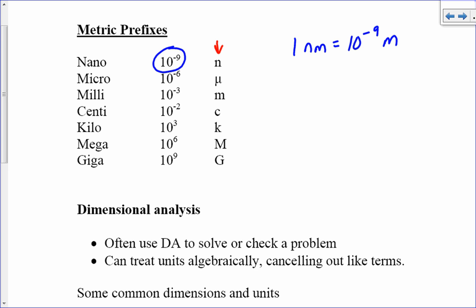All right? Micro, milli, centi, and then we go from smaller measurements to larger measurements. So kilo. For example, kilo is 10 to the third. So for example, 1 kilogram is equal to 10 to the third grams, or 1,000 grams. Mega and then giga.